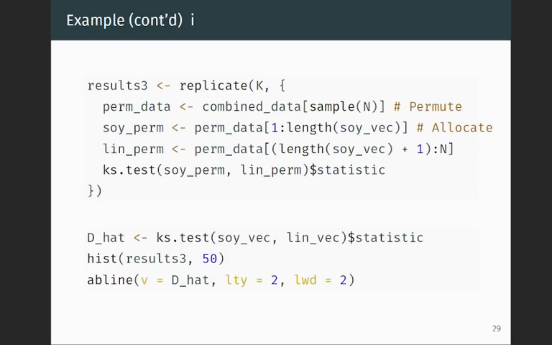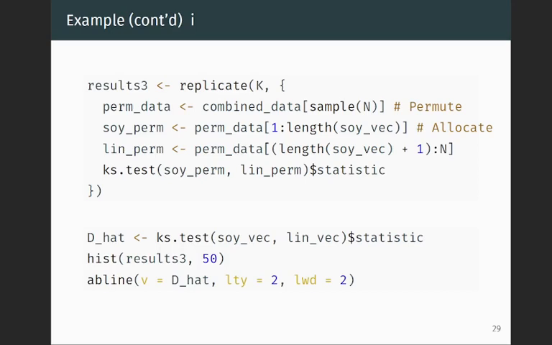Okay, so here's how you can do this in our data set, in our example. And you can see, of course, this code looks a lot like what we've looked at so far. The only difference is that instead of using the difference in sample means, or the t-statistic, the last line here in the code block is ks.test, which performs a Kolmogorov-Smirnov test. And then again, I'm extracting the test statistic using the $. Everything else is the same. And we're replicating this capital K times.